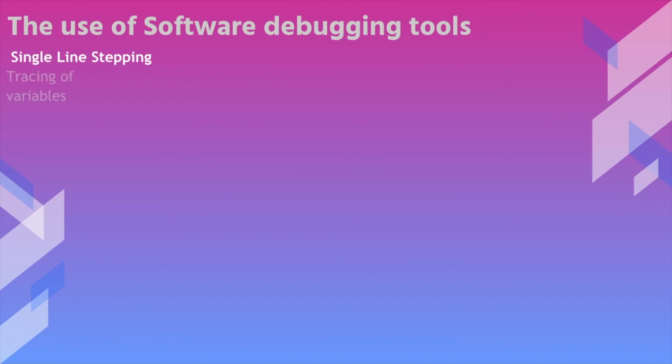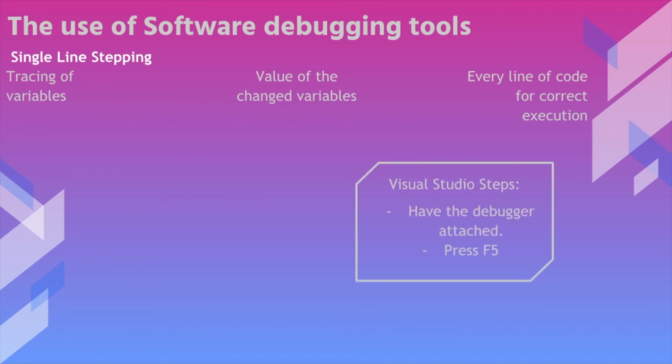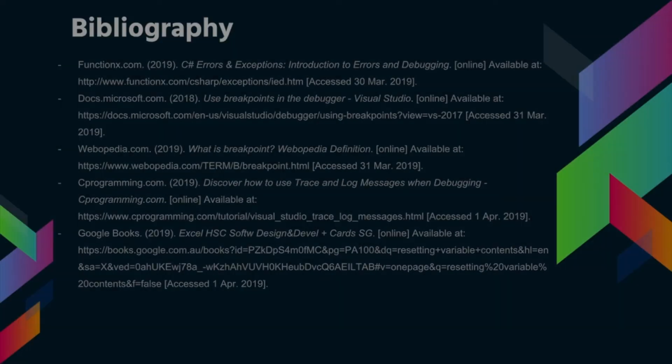Single line stepping is the tracing of variables where it enables the programmer to recognize the value of variables when they are changing throughout the process of execution. Single line stepping allows the programmer to view every single line to ensure that it is being executed correctly. The variables which have values stored in them can be traced as well throughout the flow of the program. To have this done in Visual Studio, the debugger needs to be attached and then press F5 to begin debugging the program. While this is debugging, the next line of code to be executed is highlighted in yellow, as shown in this photo.